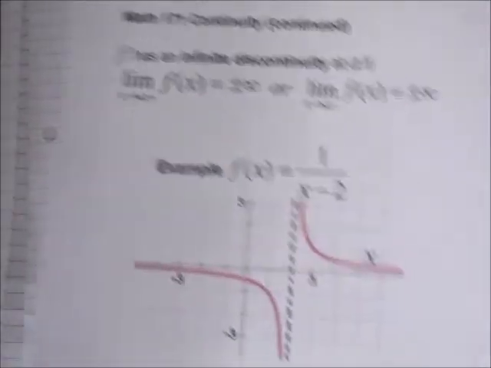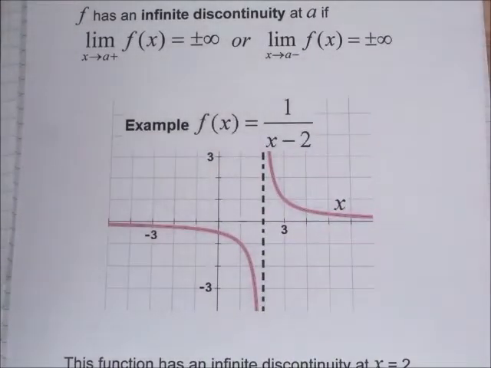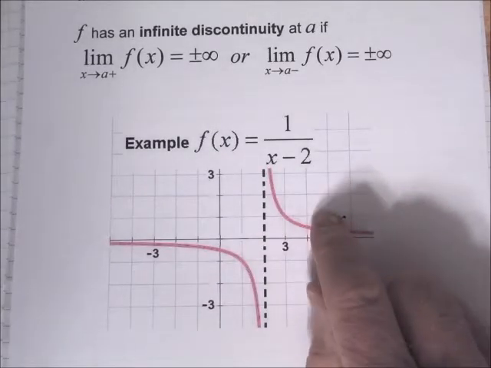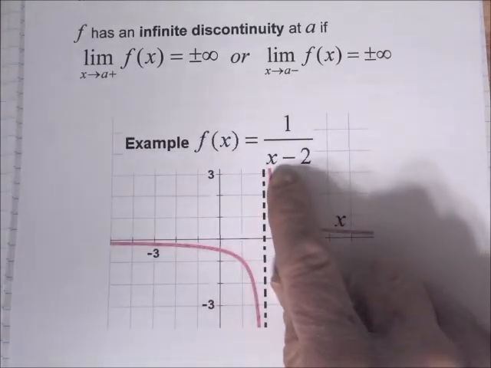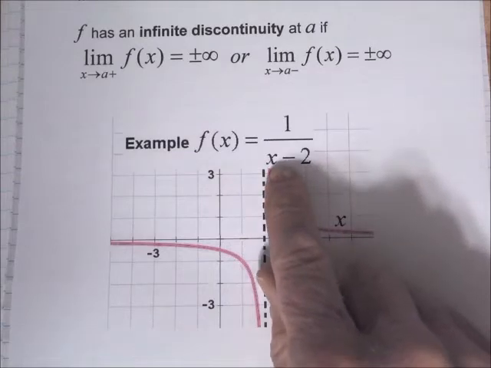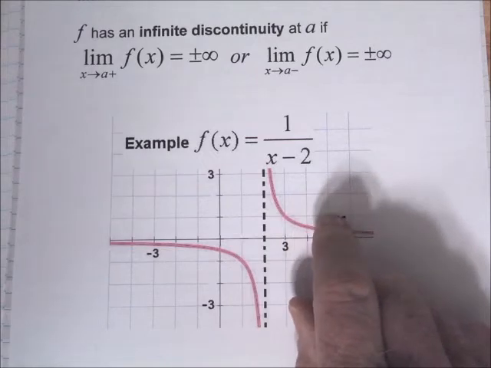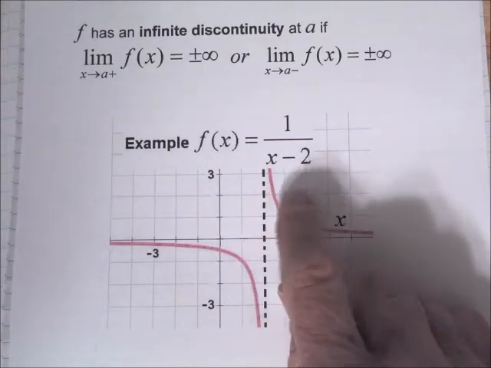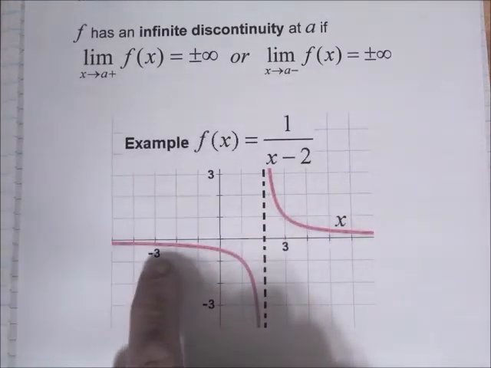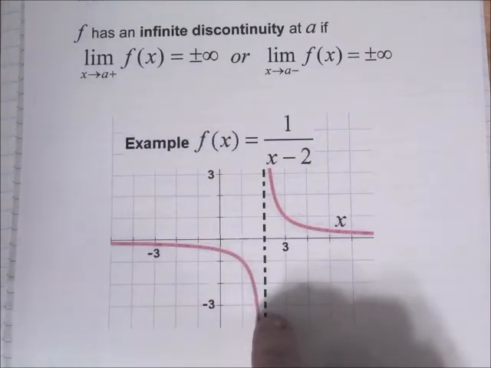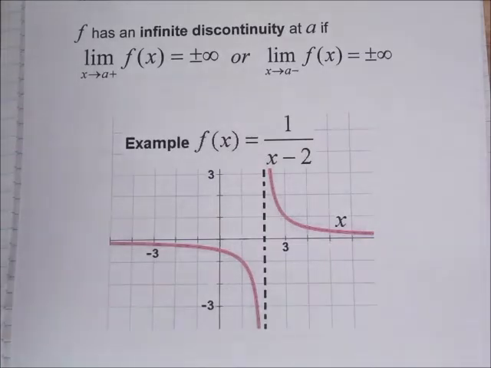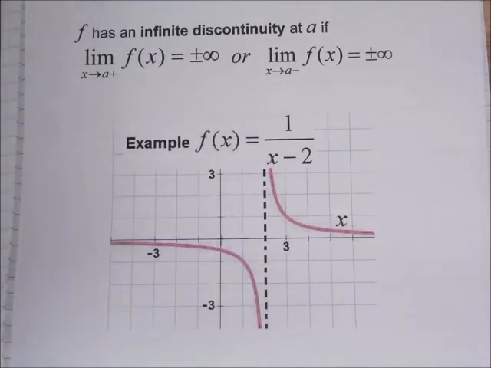I skipped this example here. I meant to do this example earlier. This is an example of an infinite discontinuity. As we approach 2 from the left, f of x goes to plus infinity. As we approach 2 from the right, f of x goes to plus infinity. As we approach 2 from the left, f of x goes to minus infinity. So there's a gap in the graph there, and that's called an infinite discontinuity.